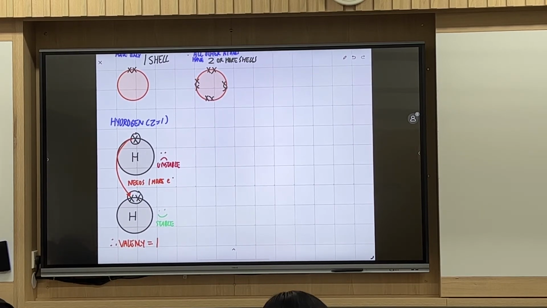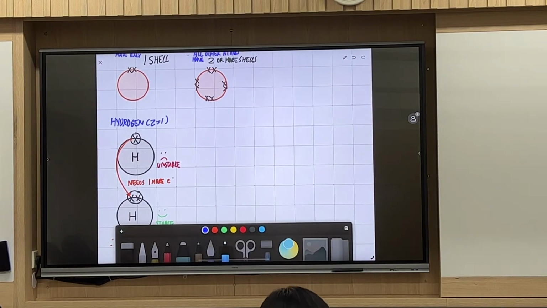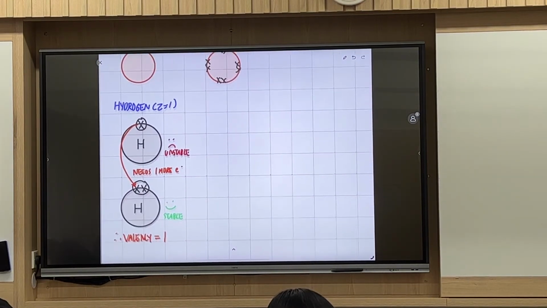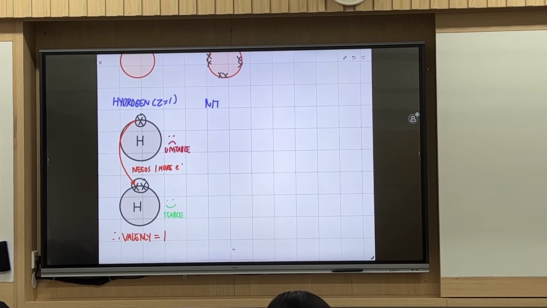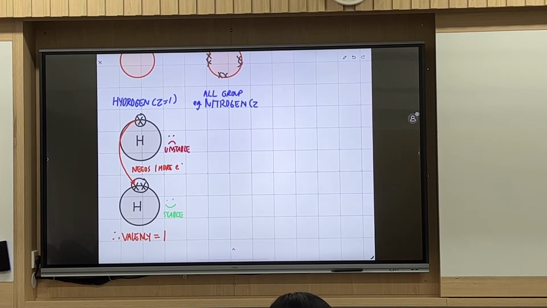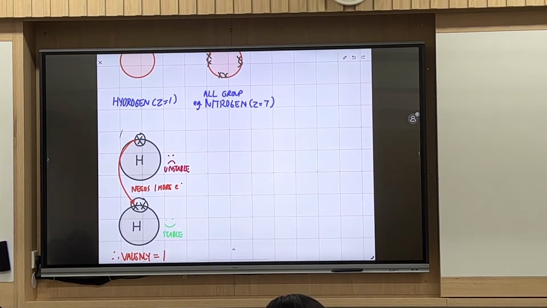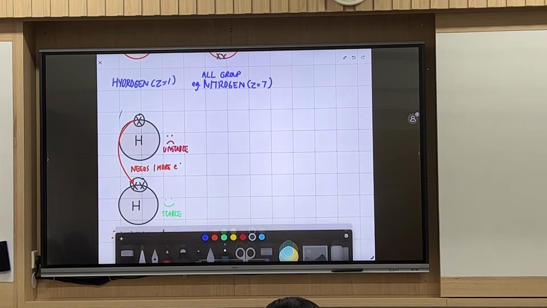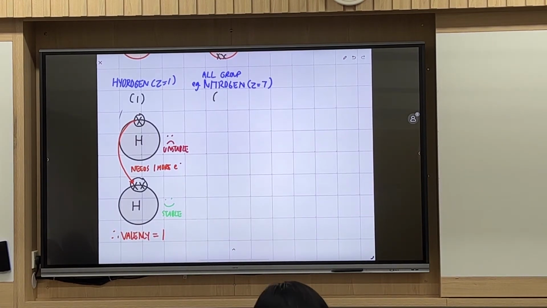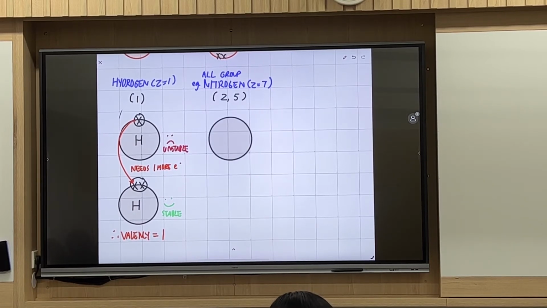What about all group 5 elements? All group 5 sounds like a very ambiguous statement, so you can write down nitrogen, for example. Nitrogen has atomic number 7. What's the electron arrangement if you have 7 as the atomic number? 2, 5. Can you draw the outermost shell of nitrogen?